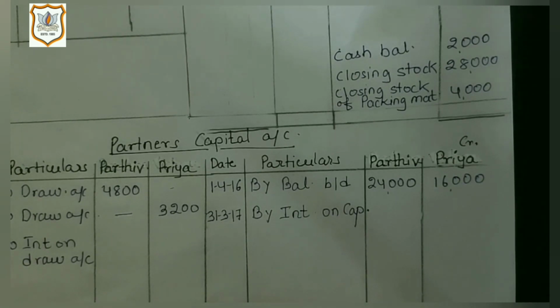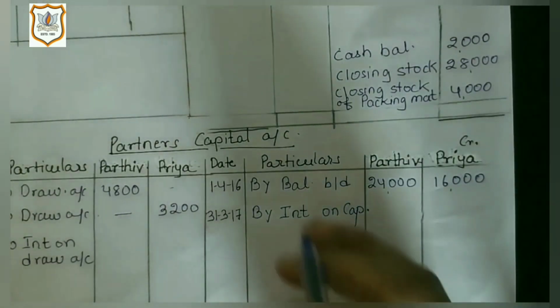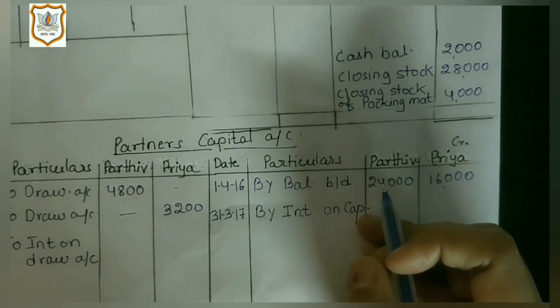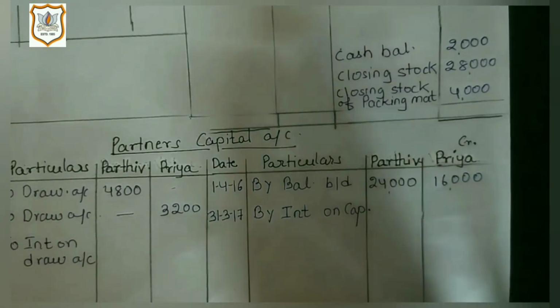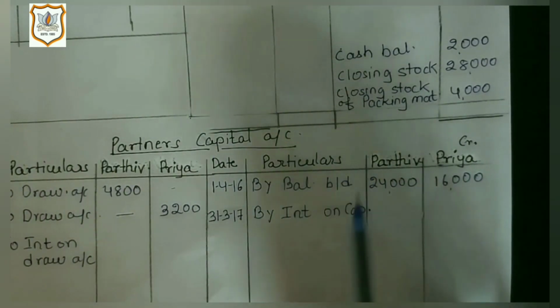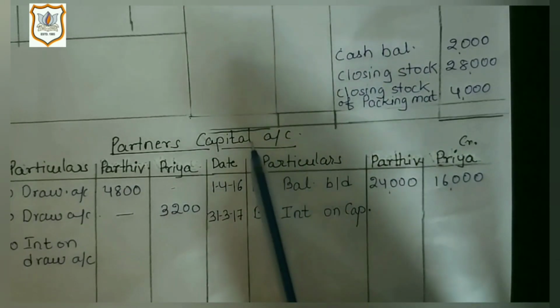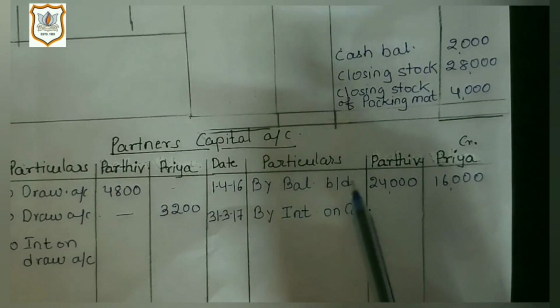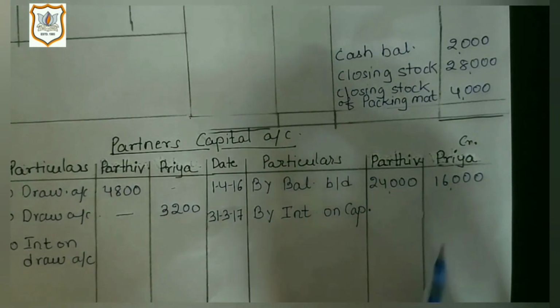Rate of interest is given, that is 8%, which will be calculated on opening capital of partners. Interest on capital will be recorded on credit side of partners' capital account, since it is an income which the partner is receiving from the firm. Remember separate entity concept, according to which partner and partnership firm, or owner and organization, are different from each other.